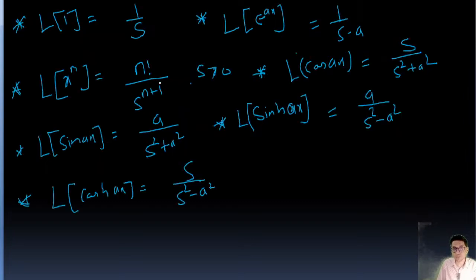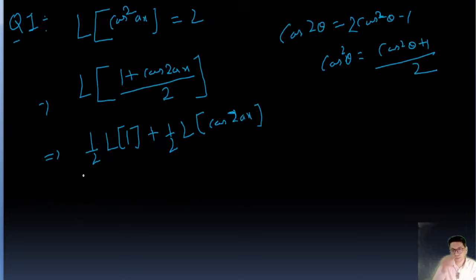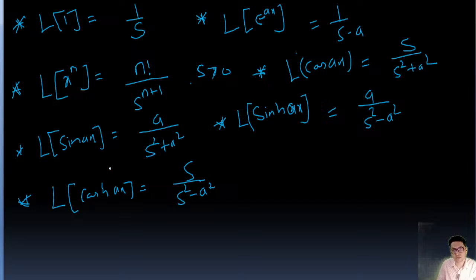we will use this formula, Laplace transform of cos ax, right? The value of a over there is 2a. So this is s upon s square plus a square, right? So it is going to be s upon s square plus 2a whole square, because instead of a we have here 2a. So this is going to be 1 upon 2 Laplace transform of 1 is 1 upon s.